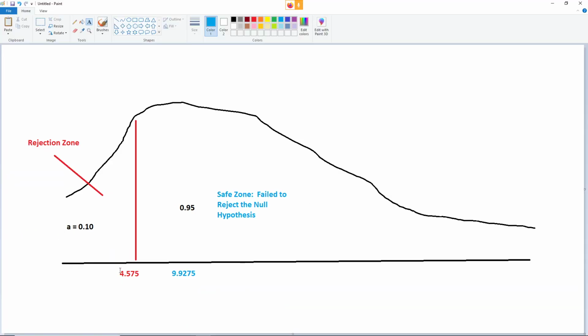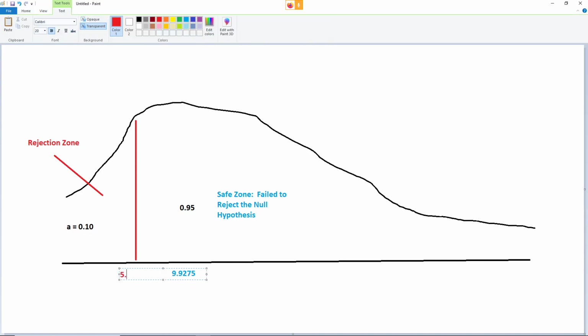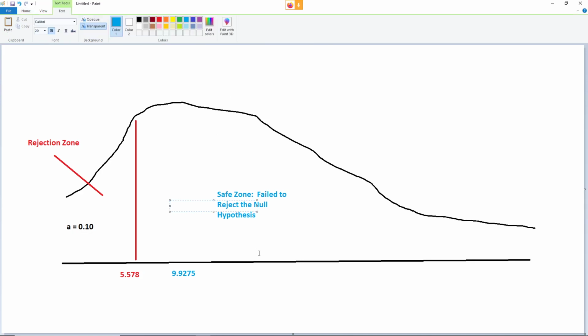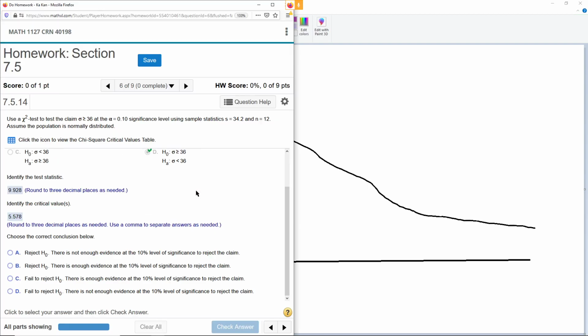And then change your own paint as well. So that should be, let me erase this. There will be 5.578. There you go. I don't know, something wrong with me. That should be 0.90, right? I don't know why I thought it was 0.95. 0.90. There you go. So let's look at the problem.